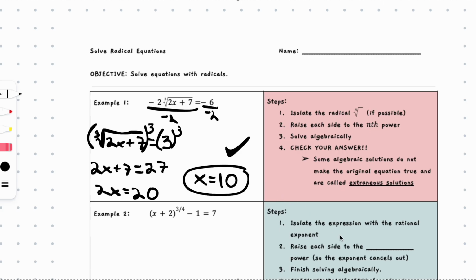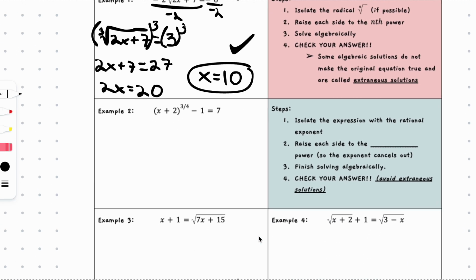You always want to check for extraneous solutions when you're solving radical equations, because sometimes you'll do all the steps correctly, and when you get those solutions and plug them back in, they don't work, and you did not do anything wrong. It's just that they're extraneous.